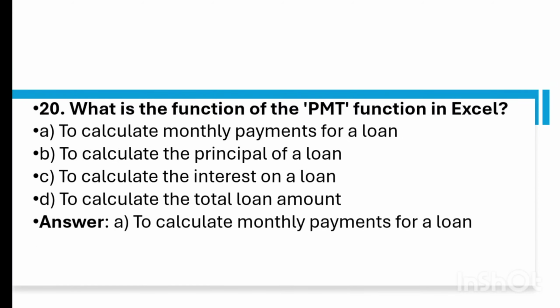Question number 20. What is the function of the PMT function in Excel? Options are A. To calculate monthly payments for a loan, B. To calculate the principal of a loan, C. To calculate the interest on a loan, or D. To calculate the total loan amount. So the correct answer is option A. To calculate monthly payments for a loan.